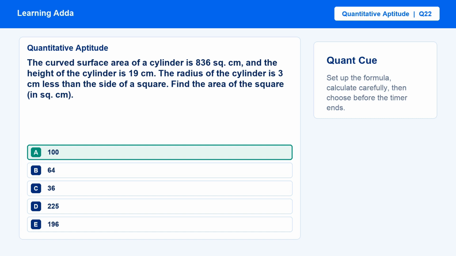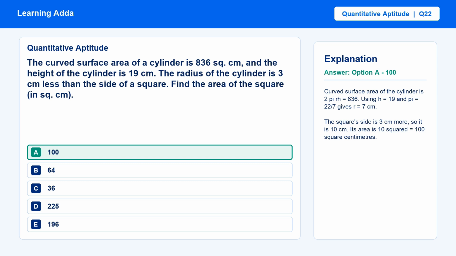The answer is option A, 100. Curved surface area of the cylinder is 2 pi r h, which is equal to 836. Using h is equal to 19 and pi is equal to 22/7 gives r is equal to 7 centimeters. The square's side is 3 centimeters more, so it is 10 centimeters. Its area is 10 squared, which is equal to 100 square centimeters.